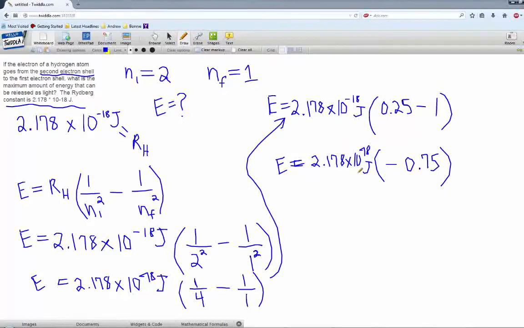These multiplied together equal negative 1.6 times 10 to the negative 18th joules. And that will be our answer for the amount of energy.